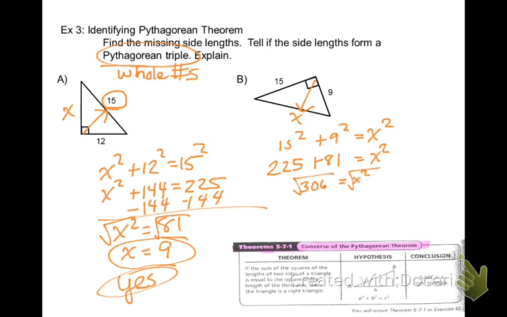Then I square root. Now I have to break up my 306. And that would be 9 times 34. That's 306. 9 times 34. Square root of 9 is 3. What's left over? Square root of 34 equals x. And since this is not a whole number, it is not a Pythagorean triple.